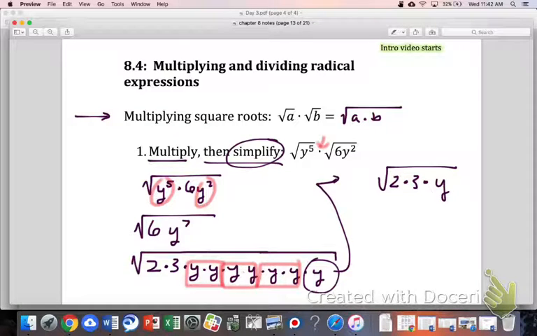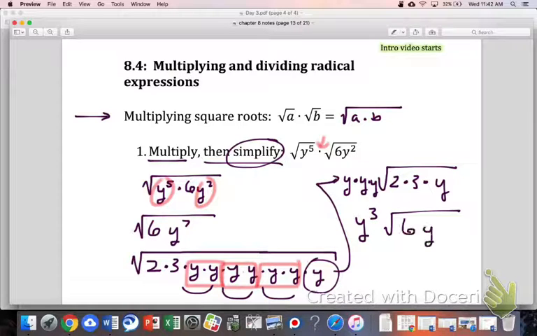Coming out, I've got a pair of y's that gets to come out as a y. Another pair of y's comes out as another y, so I multiply by that. And a third pair of y's comes out as another y. So I end up with y times y times y on the outside. Fully simplified, this would be y cubed times the square root of 6y for our final simplification.